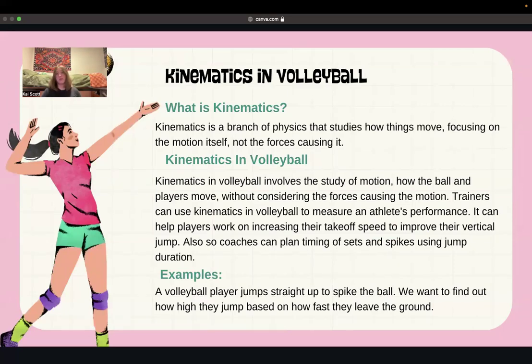An example of kinematics in volleyball would be if a volleyball player jumps straight up to spike the ball, and we want to find out how high they jump based on how fast they leave the ground.